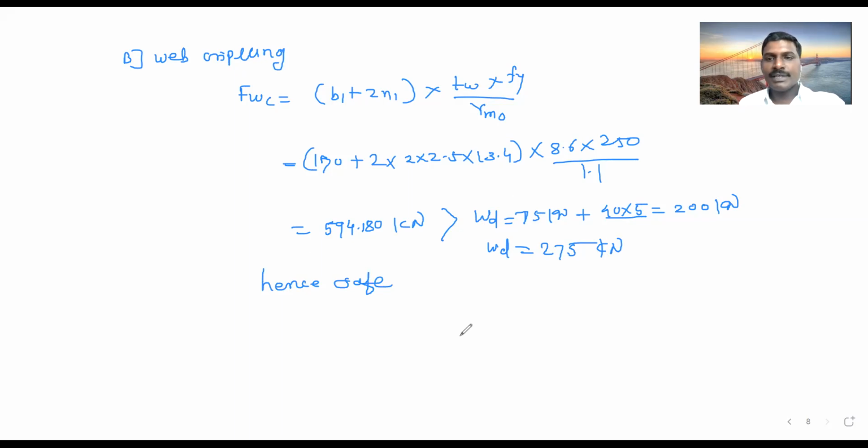Are you getting it, everyone? Yes, sir. When web crippling is taking place, how much load will be coming? So 594 kilonewton load will be carried at the time of web failure due to web crippling. But actually, how much load is coming on the member? 275. So 275 will be coming and it can be carried by 594. So it means our member will be safe for web crippling.